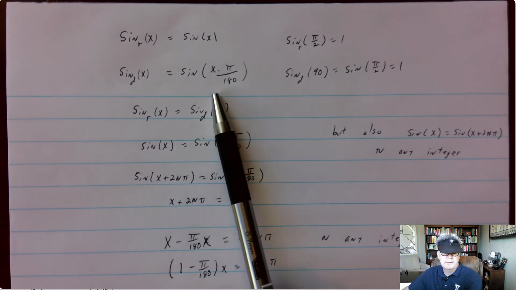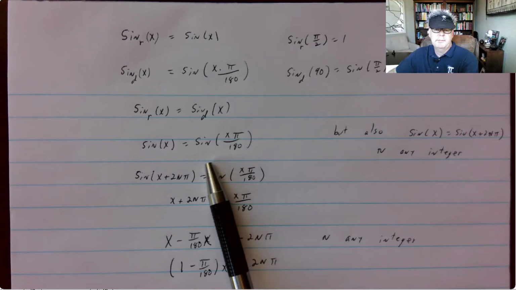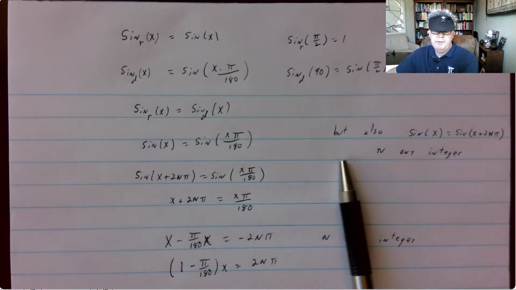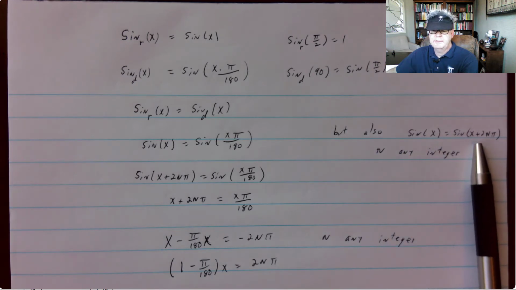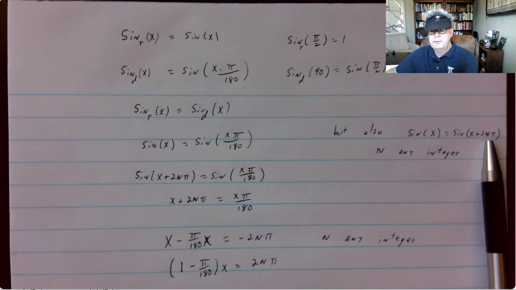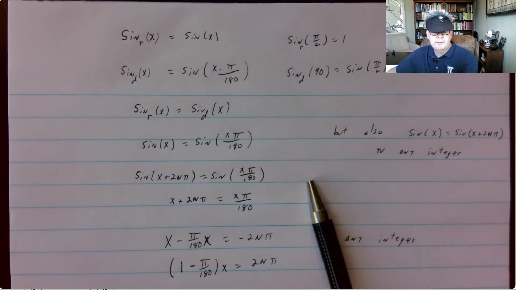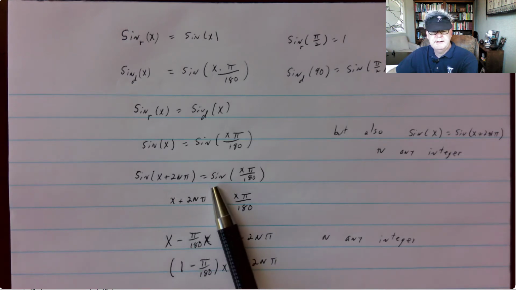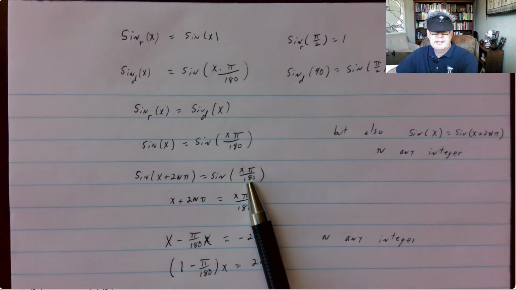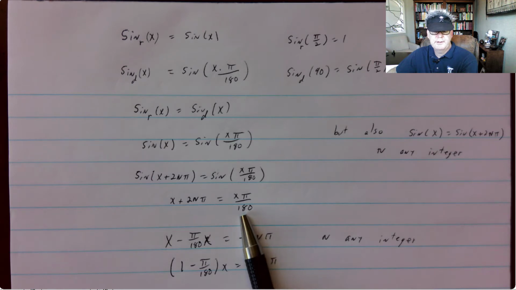And, well, we see sine in degree mode is sine of pi x over 180. But sine is 2 pi periodic, so sine of x is going to be the same as sine of x plus 2n pi, where n is any integer. So if I put that in here, then sine of x plus 2n pi equals sine of x times pi over 180. I want that to equal, so I need the arguments equal, x plus 2n pi.